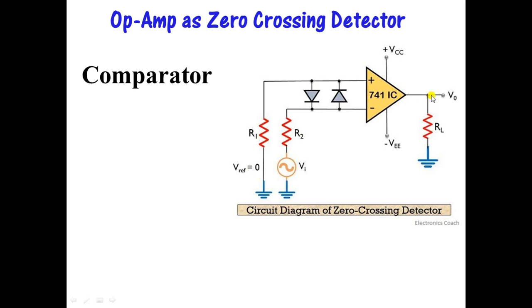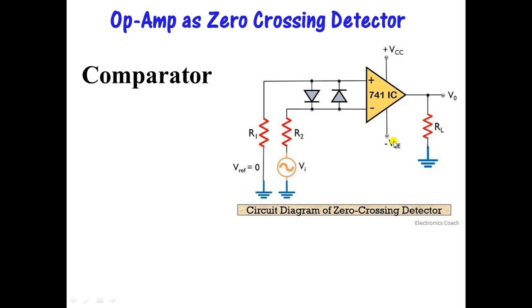The output will be taken here at pin number 6 across this resistor RL. What is plus VCC? This is positive saturation. What is negative VCC? Minus VEE. This is negative saturation. This can be plus 15 volts, this can be minus 15 volts, or this can be plus 12 volts, or minus 12 volts, whatever voltage you want.